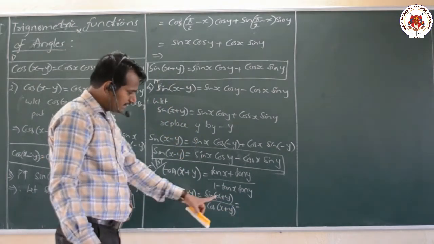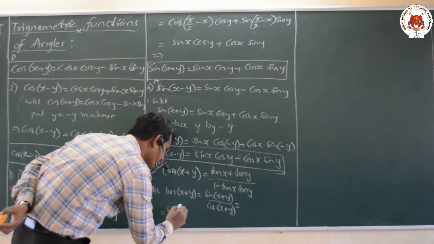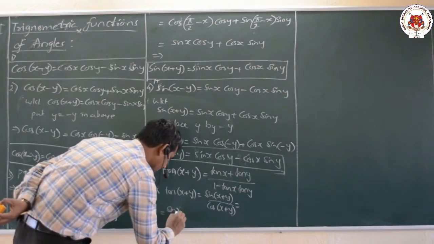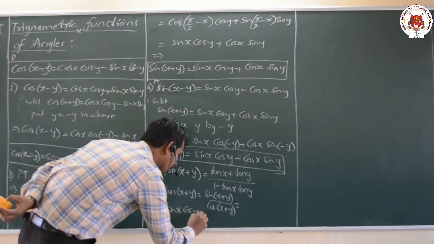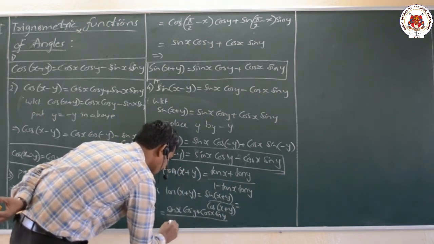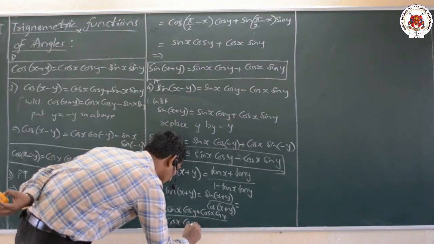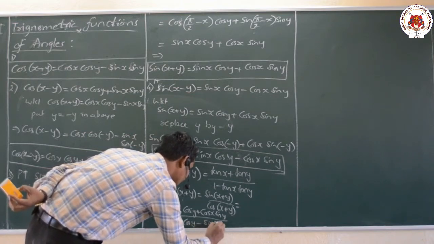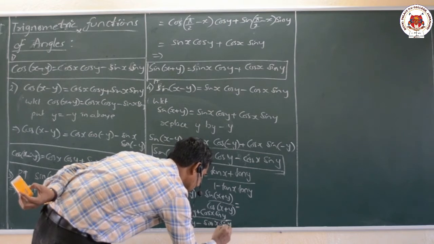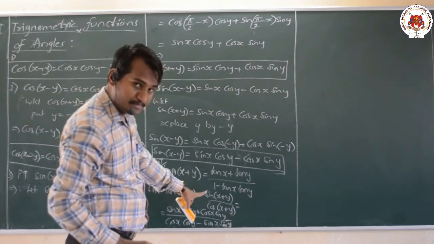Now here I will write the formula for sin of x plus y. What is the formula here? Sin x cos y plus cos x into sin y, whole divided by cos of x plus y, that is nothing but cos x cos y minus sin x into sin y. Now within this, that is our tan of x plus y value.